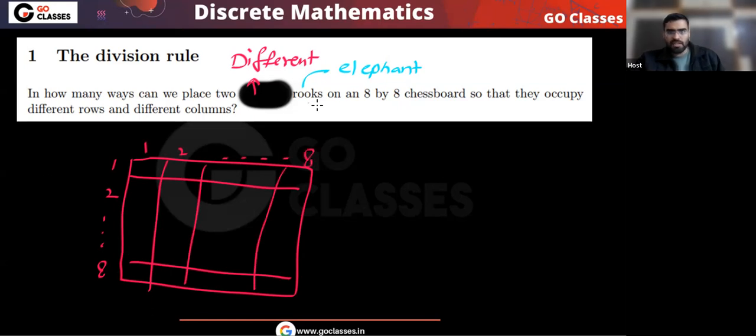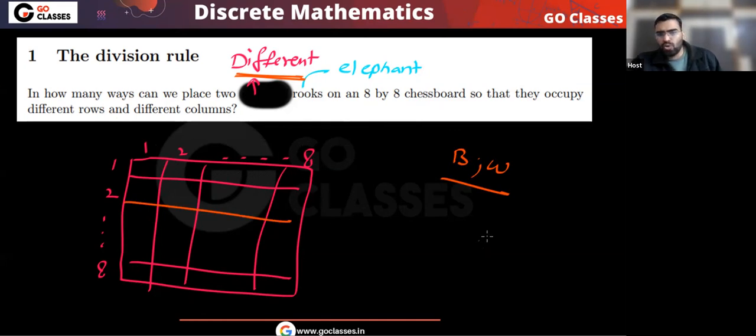Now the question is saying that you have two different rooks. Let's assume one is black, one is white. Now, how many ways are there we can put them such that they are not in the same row or in the same column? In the chess game, if rooks are in the same row, then one of them can kill the other. So they should not be.